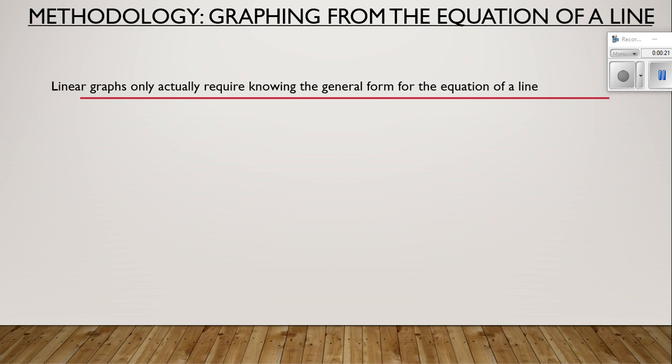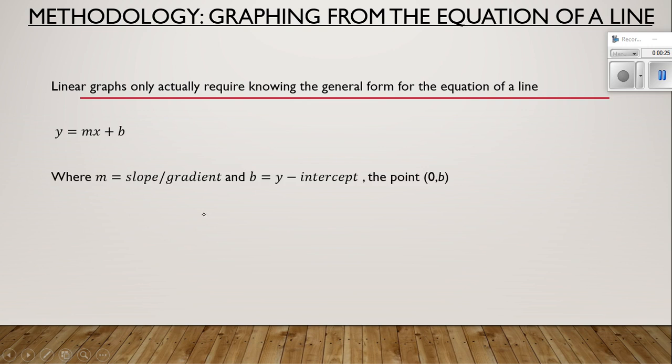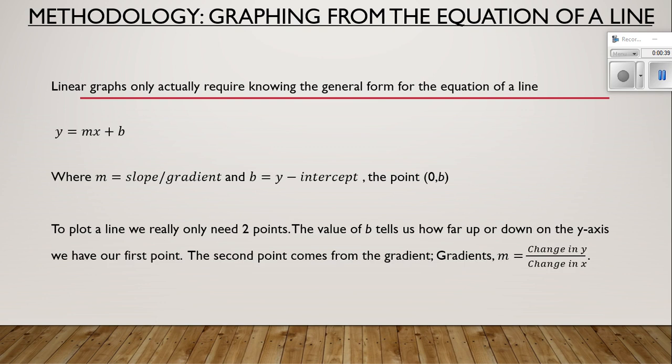So we only need to know the general form, which is y equals mx plus b. Here we know that m is our slope or our gradient, and b is our y-intercept, so our point (0, b). This is often best achieved by covering up just our x term, and we can pick out our y value at 0. So to plot a line, we only need 2 points. So the value of b tells us how far up or down on the y-axis we have our first point. The second point comes from our gradient.